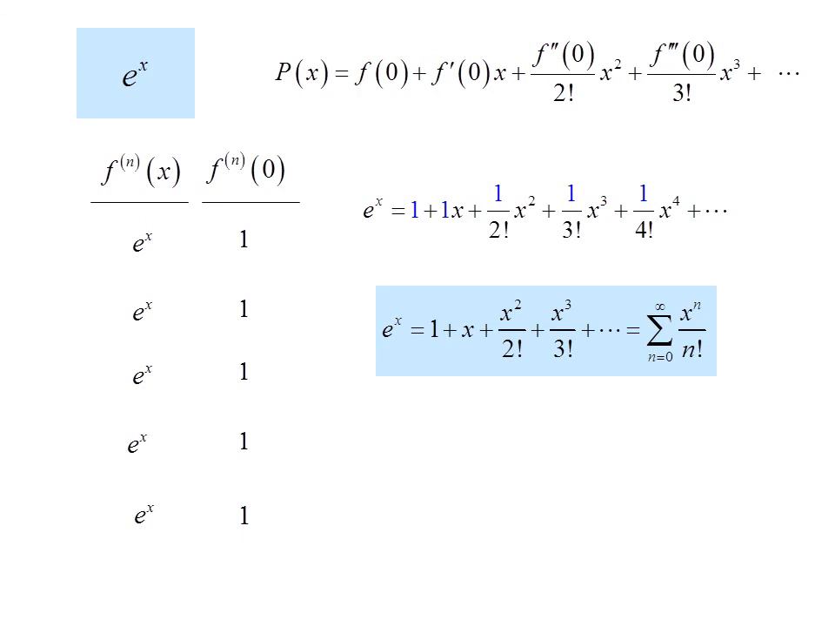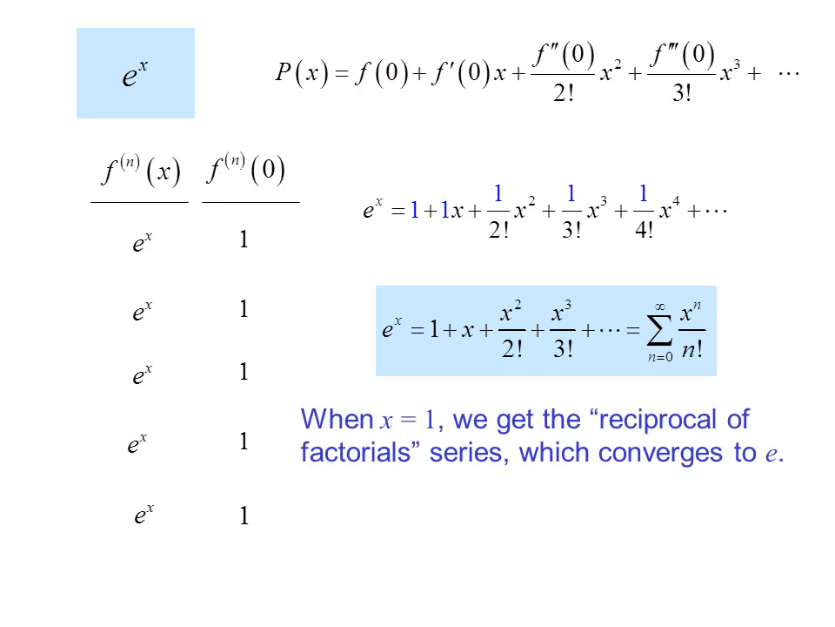Simplifying, we have e to the x equals 1 plus x plus x squared over 2 factorial plus x cubed over 3 factorial, etc., which is equal to the summation from n equals 0 to infinity of x to the n over n factorial. When x equals 1, we get the reciprocal of factorials series, which converges to e. So the summation from n equals 0 to infinity of 1 over n factorial equals e.